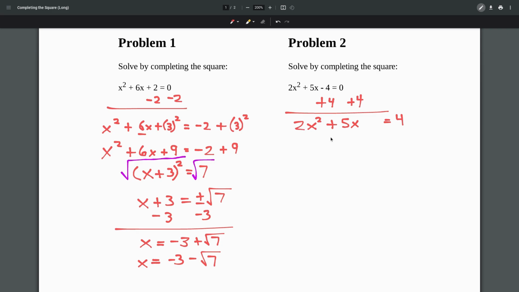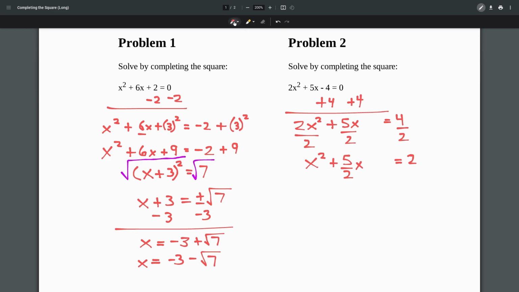Now, our next step is to divide by the number in front of x squared. You can do that first and then just move the number over. It doesn't really matter. So we're going to divide by 2 here. We divide everything by 2. And we'll get x squared plus 5 halves x equals 2.